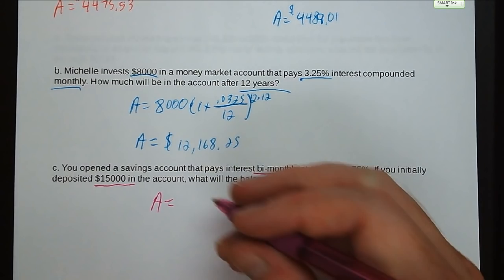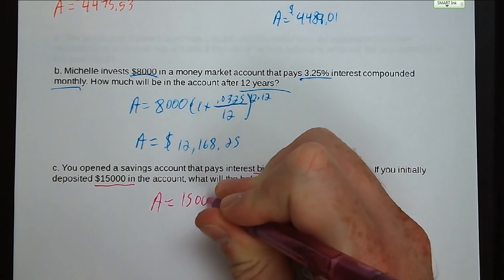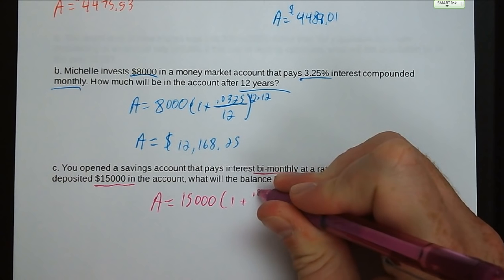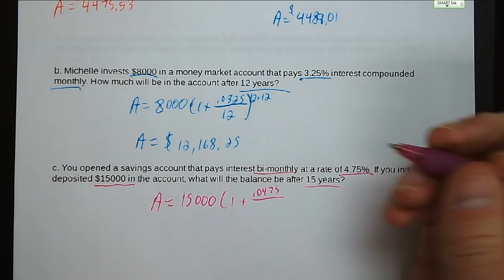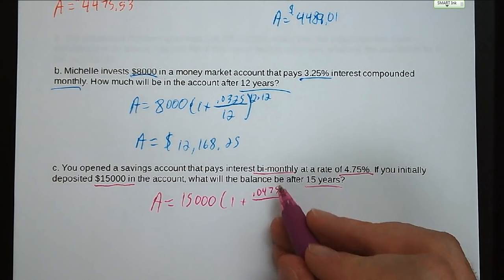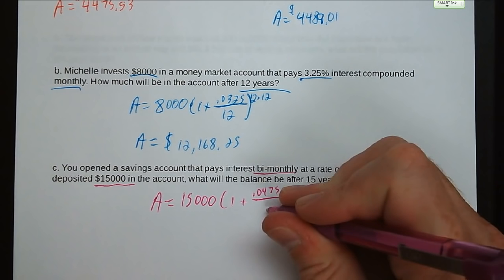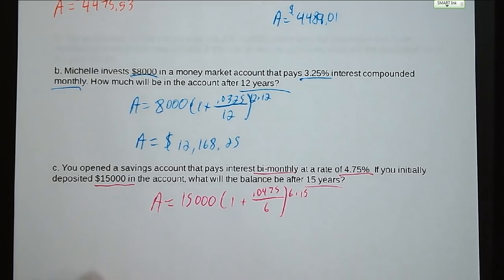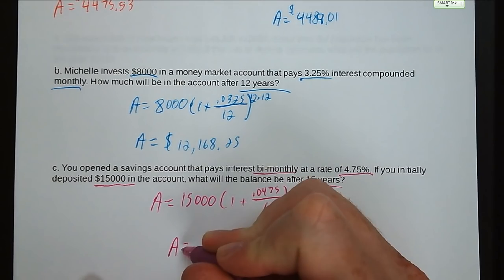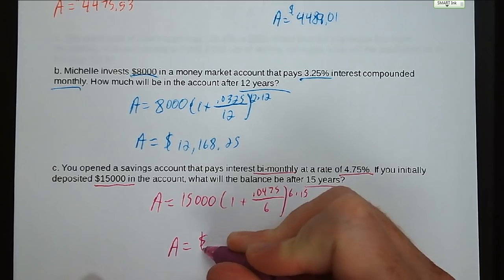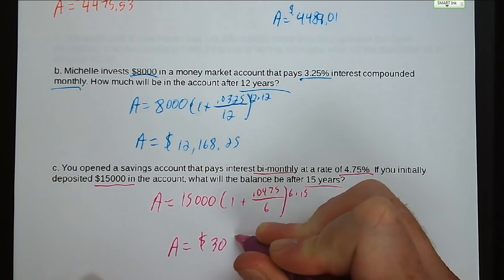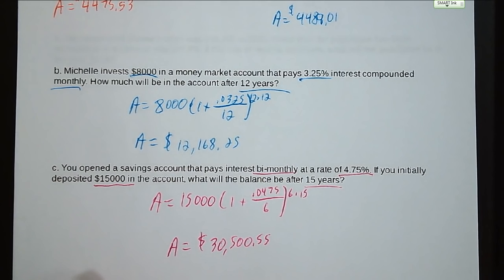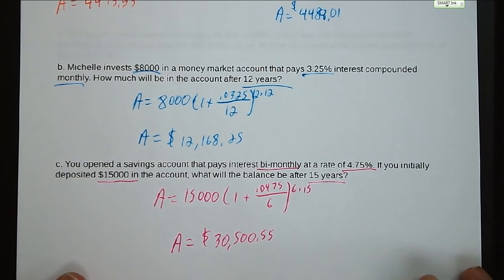All right, so our starting balance is 15,000 times 1 plus our interest rate, which was 0.0475 over 6, since I said bi-monthly, so that means every other month, so that'd be 6 times a year, to the 6 times 15 power. Calculate that out and you will have $30,500.55 from that initial $15,000 investment.